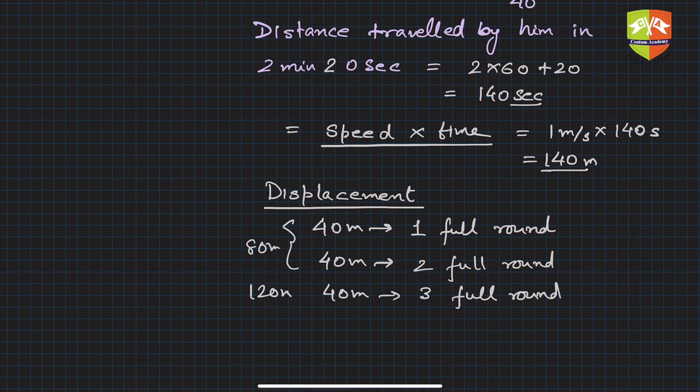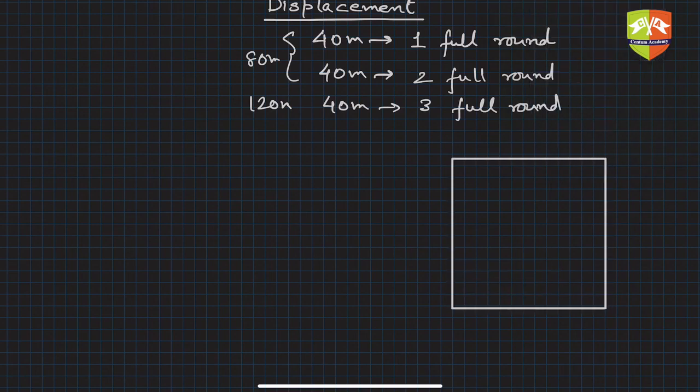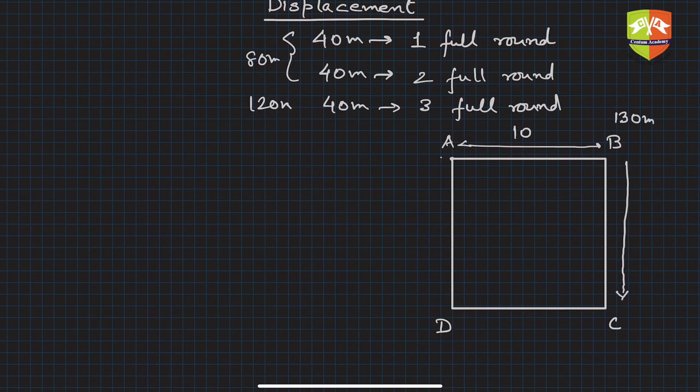After that, how much is left? 20 meters. Let me draw it a little more clearly. He is now at A, B, C and D. After 120 meters he is again at A. He has covered three full rounds. The next 10 meters, till 130 meters, he is at B, and then from B another 10 meters to C, and now he has covered a total of 140 meters. So the final position is C.